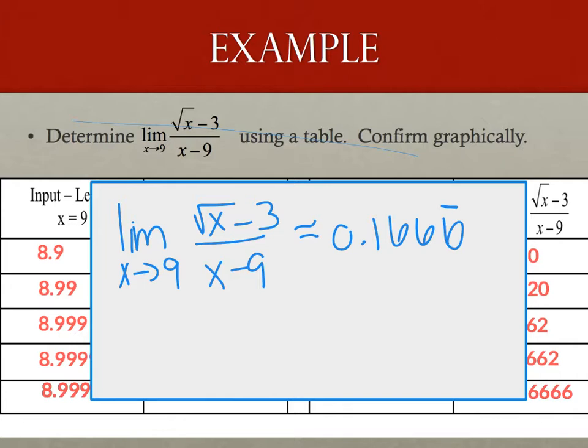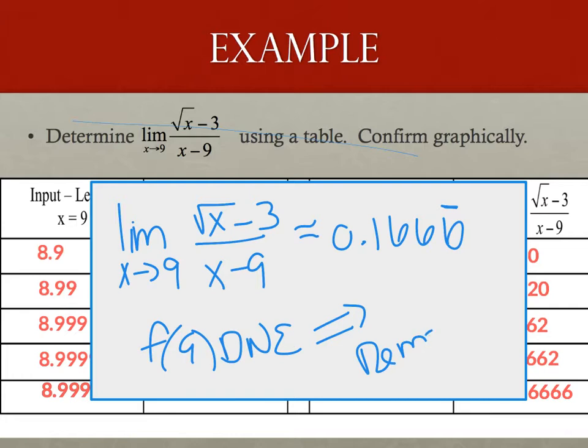I also can tell by looking at my function, if I was to plug in 9 directly, I'd have a domain issue. So we know that f of 9 does not exist. So if we have a limit but not a value, this means we have yet again a removable discontinuity. Now I promise you they're not all removables, but those are the quickest ones to do tables from, and you'll see some various cases going on in your practice problems and in some of our class discussions.